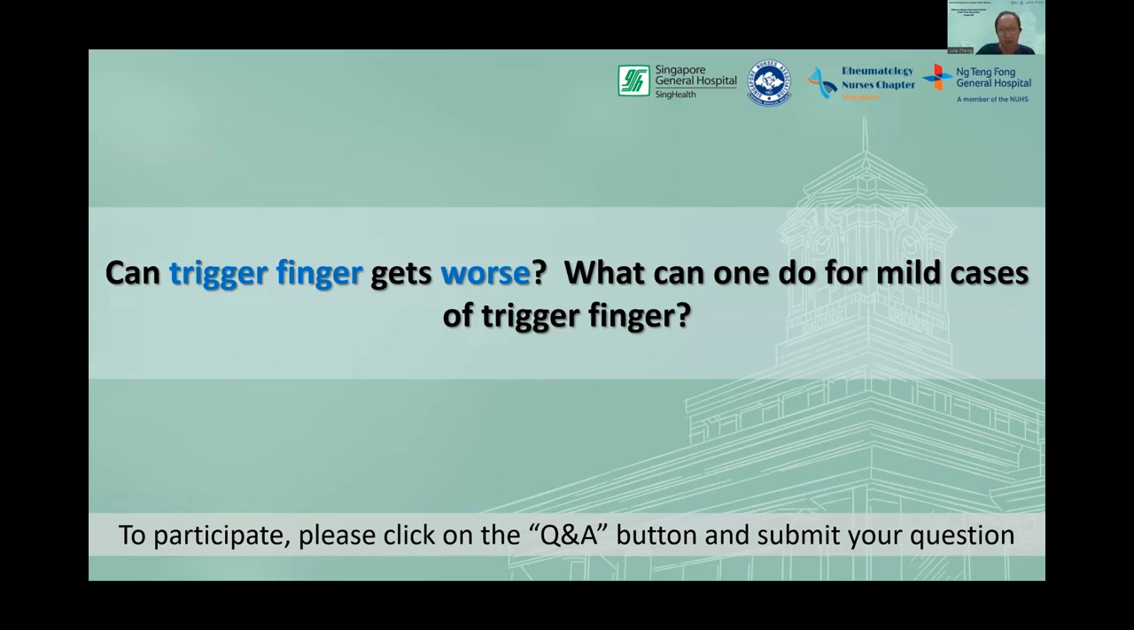But there are certain exercises that we have to do, because for trigger finger, when you close your hand and open it, it gets caught and you can feel the clicking. So number one is to avoid clicking that finger.